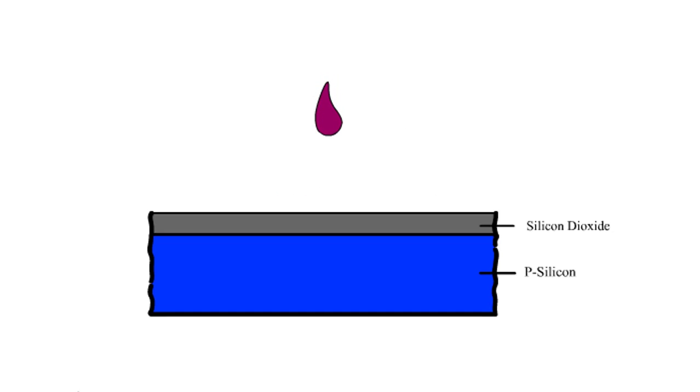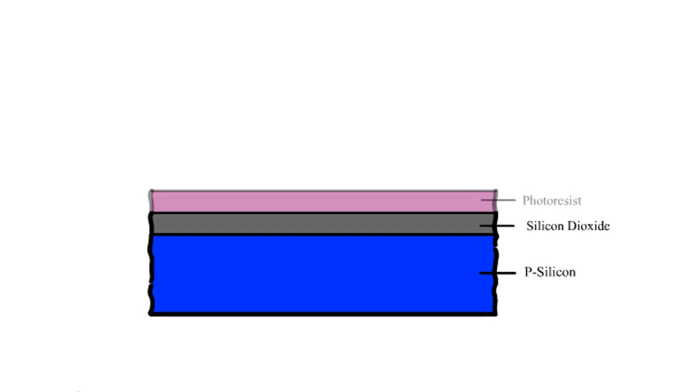Photoresist application. After formation of the silicon dioxide layer, the surface of the wafer is coated with a light-sensitive material called photoresist. Photoresist is typically applied in liquid form. The wafer is held on a vacuum chuck and then spun at high speed to produce a thin uniform layer.